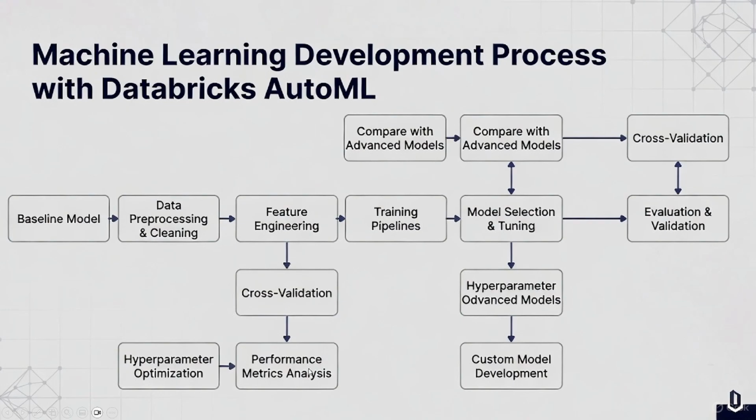Now, here's where the magic happens. Look at all these arrows pointing back to compare with advanced models. That's the entire point. Every single custom thing you do later, whether you're building crazy new features, stacking models, doing hyperparameter tuning for days, you're going to keep coming back to this baseline and asking one simple question. Did I actually beat the dumb automated version? And you'd be shocked how often the answer is no.